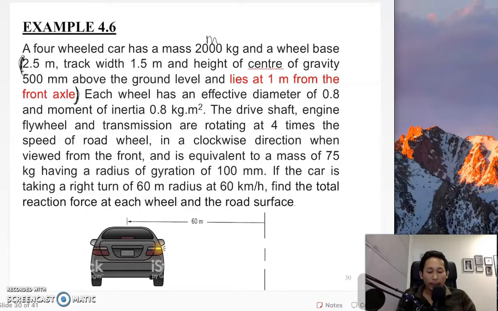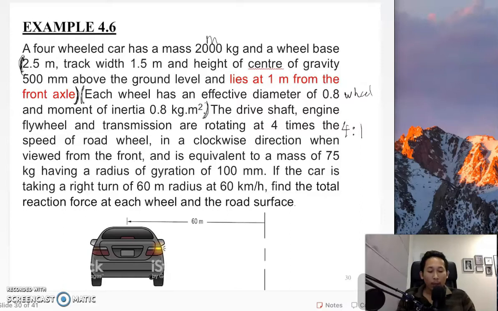Each wheel has an effective diameter of 0.8 meter and moment of inertia 0.8 kg m squared. So this is for the wheels. Each wheel, so there are 4 wheels on the car. The drive shaft, engine, flywheel, and transmission are rotating at 4 times the speed of the road wheel. So the ratio is 4 to 1.